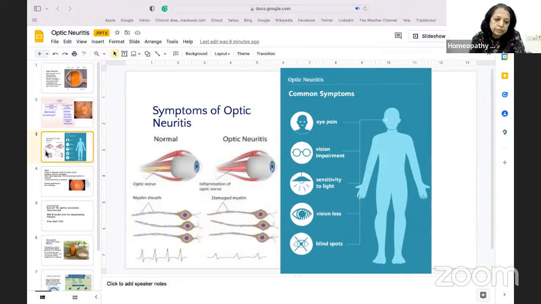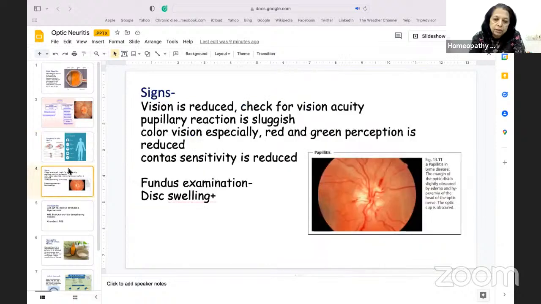Here you will see the pupillary reaction when you throw the torchlight. You will see the pupil reacts. It becomes small when you throw the light on the pupil. Here the pupil is semi-dilated and the reaction is sluggish. Slowly it will constrict and again it gets dilated. So this is about the pupillary reaction. And when you do ophthalmoscopy fundus examination, there is a disc swelling. Not necessarily all the time there is a disc swelling. There may not be disc swelling also, especially in retrobulbar neuritis.